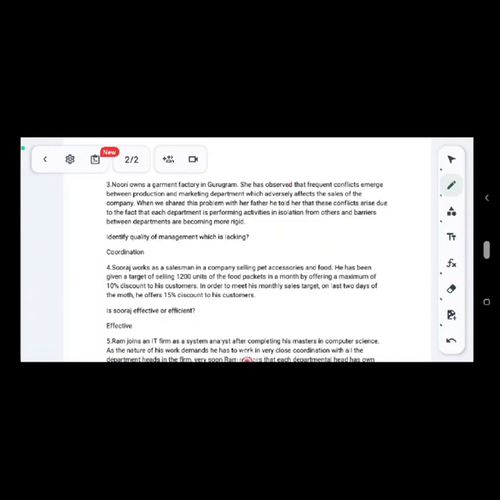Suraj works as a salesman in a company selling pet accessories and food. He has been given a target of selling 1,200 units of the food package in a month by offering a maximum of 10% discount to his customers. In order to meet his monthly sales target, on the last 2 days of the month he offers a 15% discount to his customers. So here the customer benefits on cost, whereas Suraj has increased his cost, and in the last 2 days he has increased the discount to 15%.